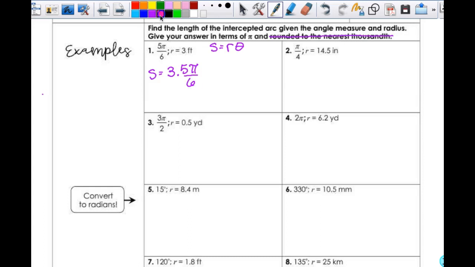So that means I can cancel out the 3. 3 goes into 3 once, goes into 6 twice. My arc length is 5 pi over 2. What do the units look like here? Feet. And that's it. Now that one's a super easy one. Some of these you're not going to need my help with, but we're going to just work through them quickly.